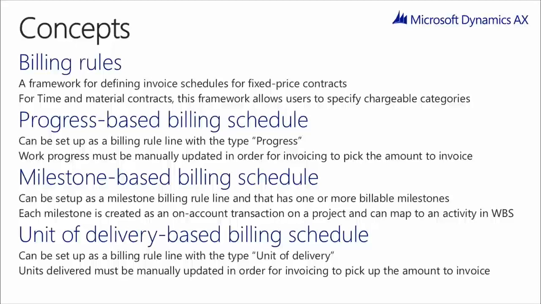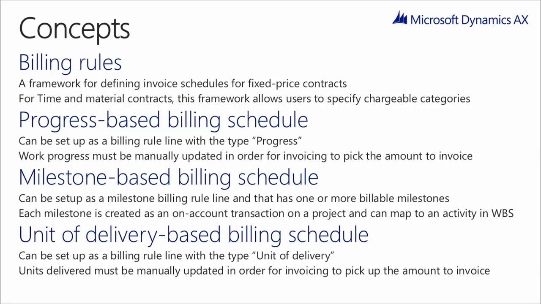Let's review the concepts. Billing rules. The billing rule is a framework for defining invoicing schedules for fixed price projects. And in the case of time and material contracts, this allows us to specify chargeable categories. Let's look at the different billing schedules possible for fixed price projects. You can set up a billing rule with a progress type of invoicing schedule. Work progress must be manually updated in order for invoicing to pick up the amount to invoice in this schedule of invoicing.